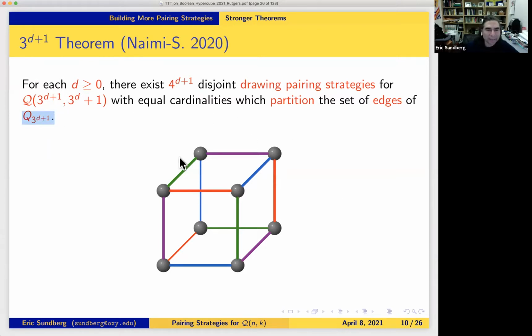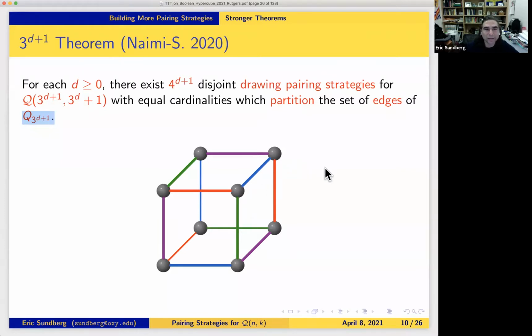And then here's the picture in the case d equals 0. It's the 3-2 game, and there are 4 pairing strategies. The color classes are the 4 different pairing strategies. And you see the edges are partitioned by these color classes.